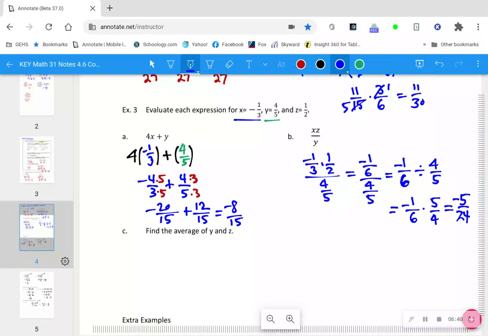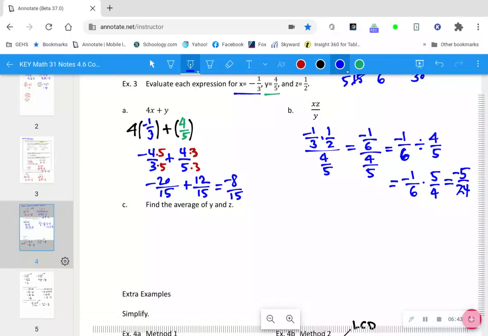Okay, we got one more here. Find the average of y and z. So you add them together, 4/5, that's the y, plus the z, 1/2, and then since there's two numbers, you divide by 2. So let's get a common denominator across the top. Multiply by 2 and by 2 to get a 10. Here we'll multiply by 5 and 5 to get a 10 also.